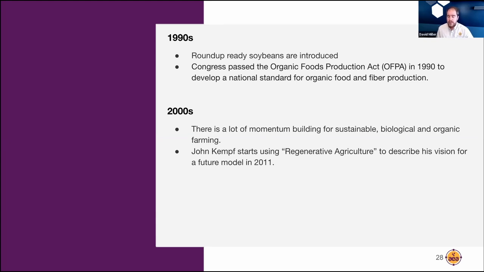In the early 2000s, John is learning about this on his own farm. He starts AEA in 2006, and then in 2011, he starts questioning the sustainable or biological model and starts to promote regenerative agriculture to describe his vision for the future model of agriculture. And up until that point, sustainable was considered what we need to be thinking about.